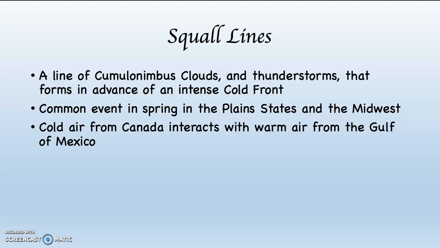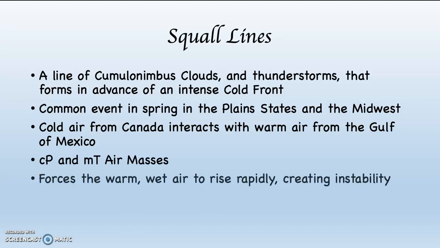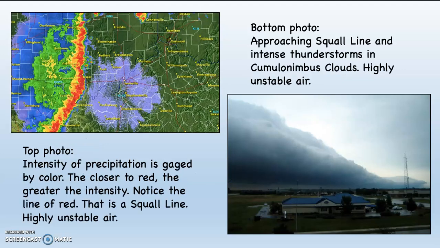So that would be like a cP air mass interacting with an mT air mass. There they are, cP and mT air masses. When these two air masses run into each other, that cold air forces the warm, wet air to rise rapidly, creating instability in the atmosphere.